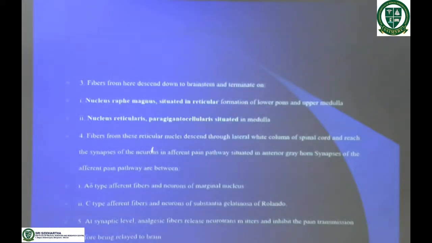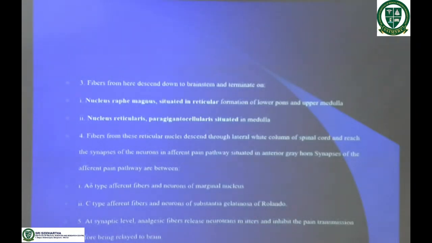Fourth, fibers from this reticular formation descend through the dorsolateral column of the spinal cord and reach the synapse of the neurons in the afferent pain pathway. They are situated in the posterior grey horn. There the afferent pain fibers are the A delta fibers, which carry fast pain, and the neurons of the marginal nucleus, and the C type fibers, which carry slow pain, and the neurons of the substantia gelatinosa of Rolando. At the synaptic level, the analgesic fibers release neurotransmitters and inhibit the pain transmission before it is relayed to the brain.